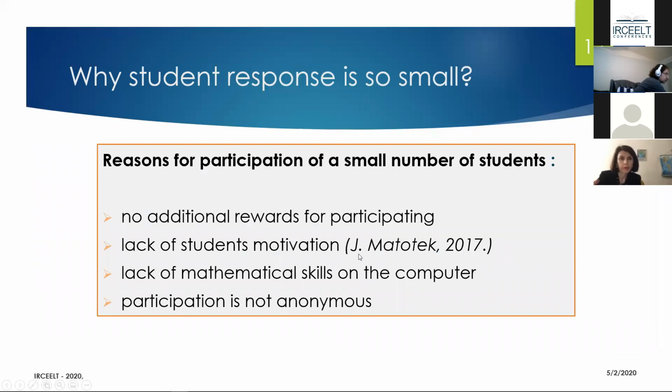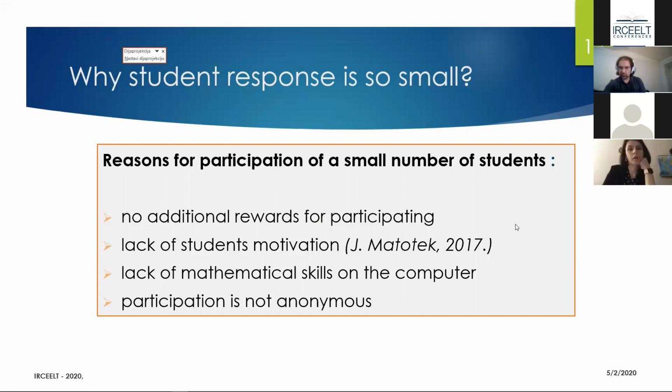This is a big question: why is the student response so small? There are many possible reasons for that. For example, no additional rewards for participating. And third, students do not see their profit in participating in this activity.